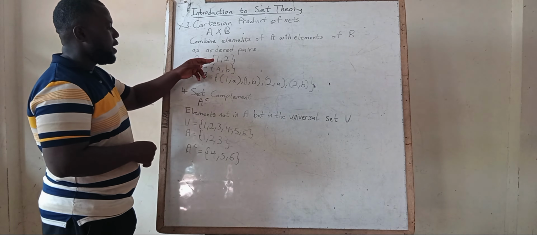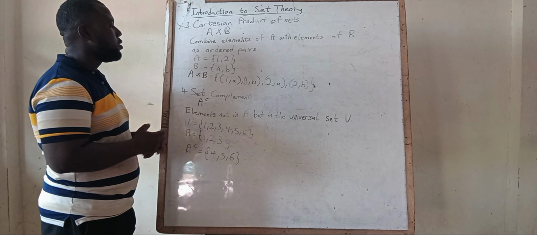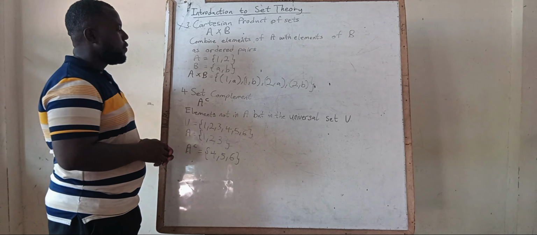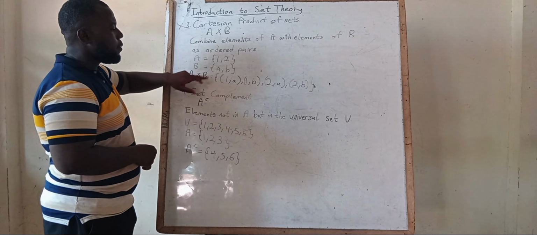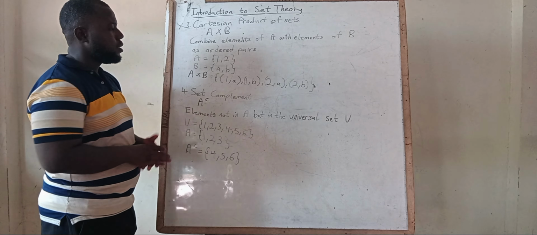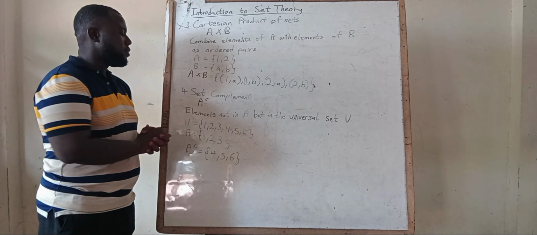You take 1 from A and combine it with a from B. You take 1 from A and combine it with b from B. Then you take 2 from A and combine it with a from B. Then 2 from A and combine it with b from B. So let's move on to set complement.